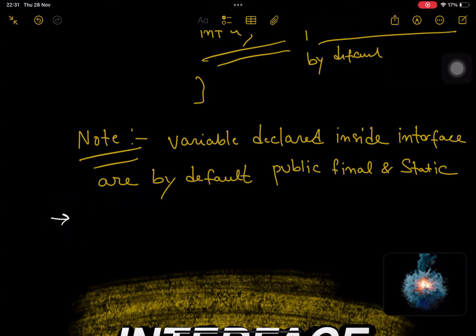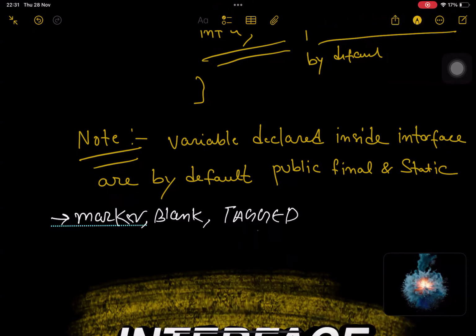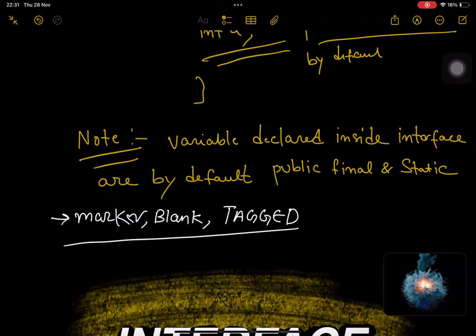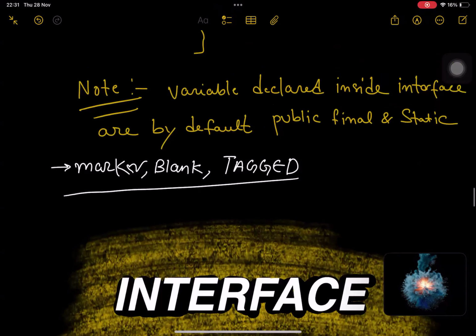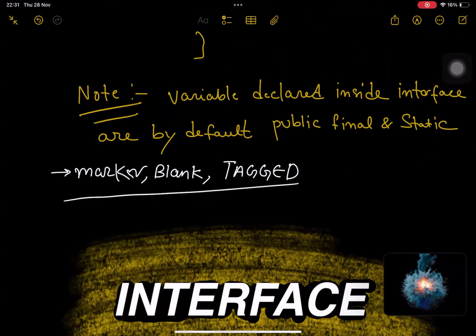So marker interface, we can also call it a blank interface or a tag interface. These all three are the same, so the same term can be used. These are interfaces which don't have any implementation. It's simply straightforward, like how I defined Sample2, it's simply blank. Nothing was there.